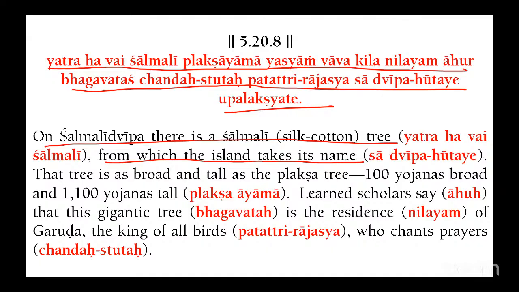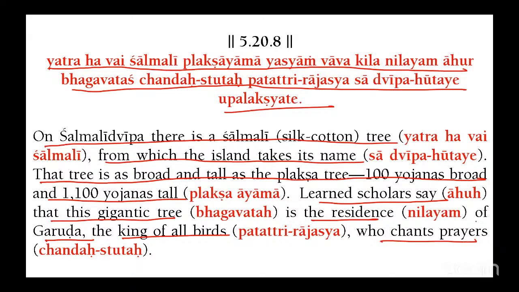On Shalmali Dweepa, there is a Shalmali tree from which the island takes its name. That tree is as broad and tall as the Plaksha tree, that is 100 yojanas broad and 1100 yojanas tall. The learned scholars say that just this gigantic tree is the residence of Garuda, the king of all birds, who chants prayers.